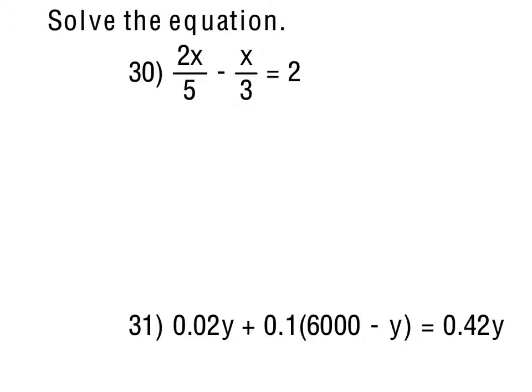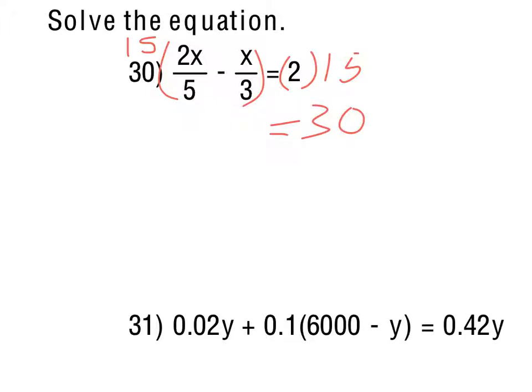Number 30, we just need to solve the equation. This one will be conditional. It's just a matter of dealing with those fractions. Again, what we want to do is multiply both sides of the equation by the least common denominator, which of course is the least common multiple of 3 and 5, and that would be 15. So we multiply both sides of the equation by 15. Make sure we do that to the right side as well.